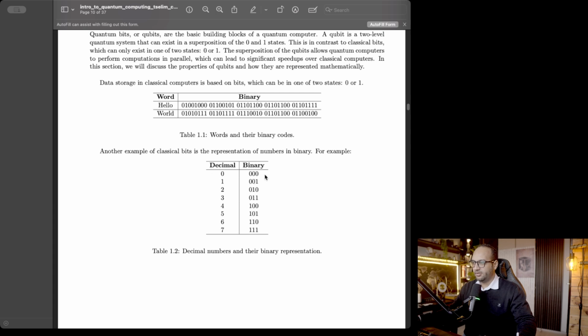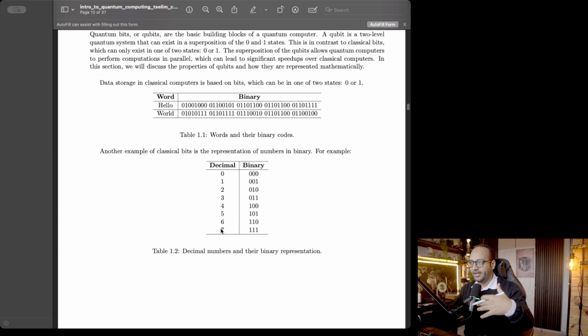So the 0 can be represented as three zeros. If you have a 3-bit register, then the 1 will be 001, the 2 will be 010, the 3 will be 011, 4 is 100, the 5 is 101, 6 is 110, and the 7 is 111. And this gives you an example where, using the binary strings or the combination of zeros and ones, we can express numbers and eventually can express characters and letters and everything via different ways of encoding. And this is how classical computers and the data storage in classical computers work.